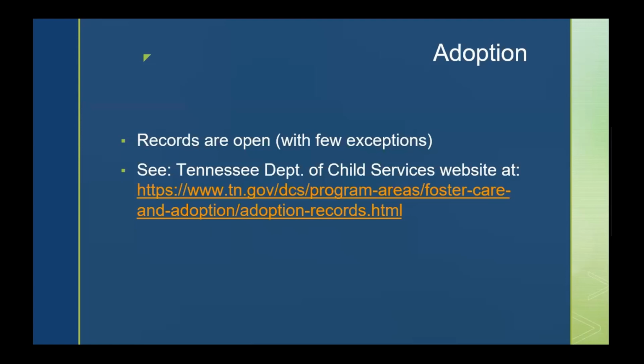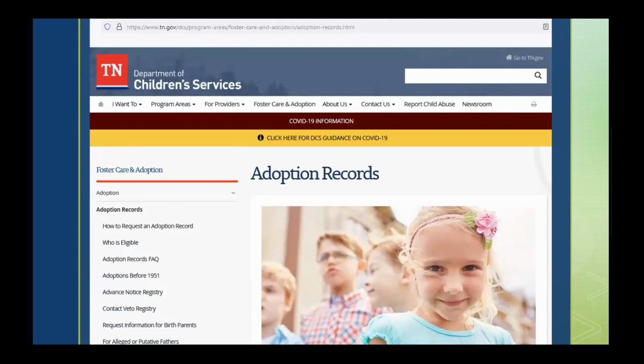Okay, adoption. So in Tennessee, the adoptions are open with few exceptions. So if you were adopted, you can get some kind of adoption information. You can see, and this link is in your handout, the Tennessee Department of Child Services website. And when you open it up, this is what it looks like. And it has a lot of information about how to request the adoption records. FAQs, who's eligible, and so forth and so on. So they have a nice website there that gives you a lot of information, as opposed to Kentucky, which you had to really search for.